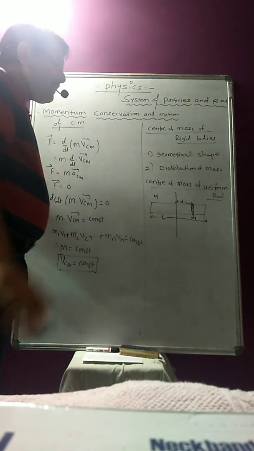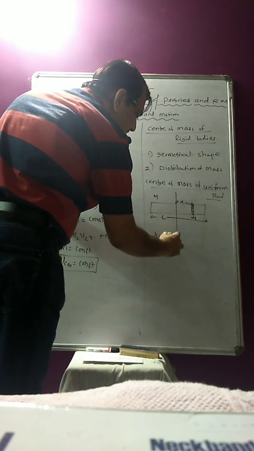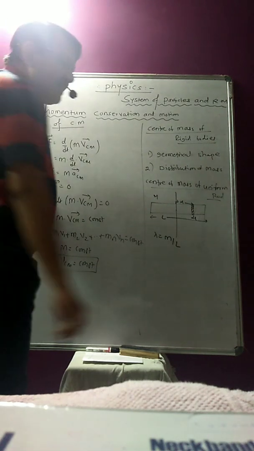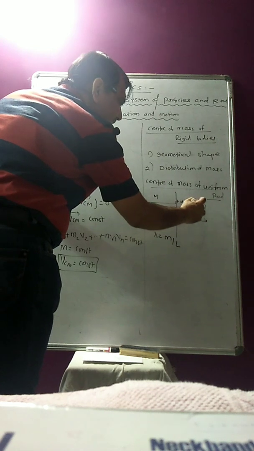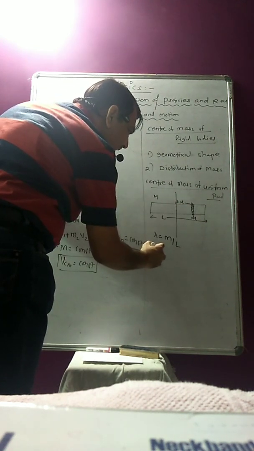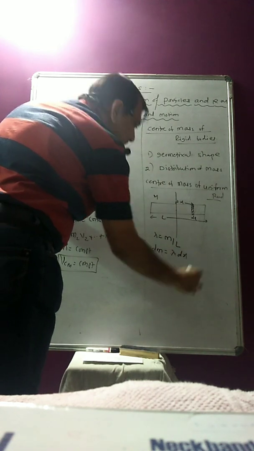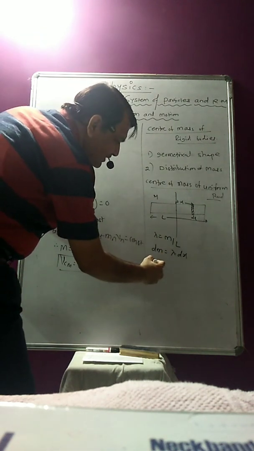So for that, first of all I will calculate the linear density of that rod. Linear density can be calculated using the formula mass per unit length. And if I want to find the mass of the small portion which I have taken of that rod, say of length dx, then dm is equal to lambda into dx.